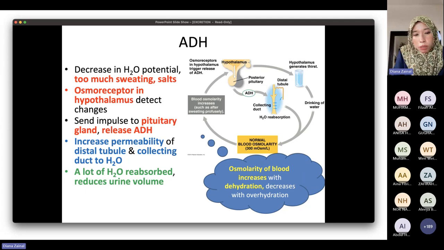And then increasing the permeability of the distal tubule and collecting duct to water. Remember, increasing the permeability, meningkatkan allowability, kebenaran untuk water to diffuse out. Yeah, sebab kita nak reabsorb a lot of water because these are the things that make your body dehydrated. So it increases the permeability of water at the distal and also collecting duct. So a lot of water will be reabsorbed, reducing the urine volume.